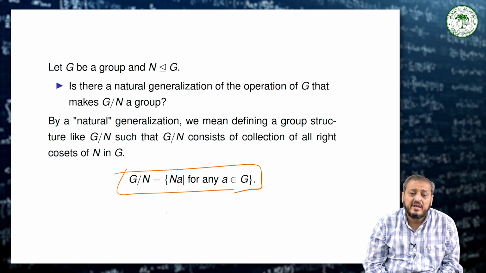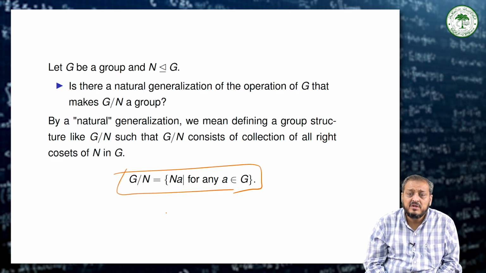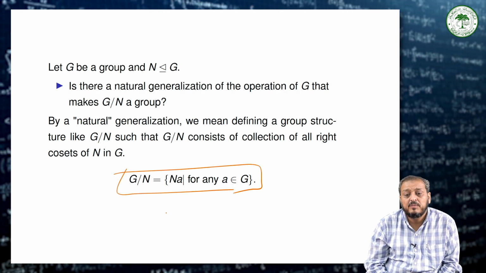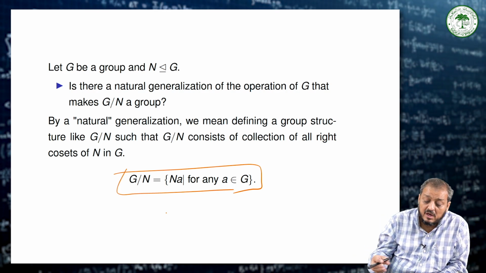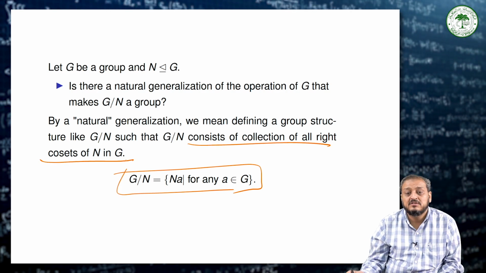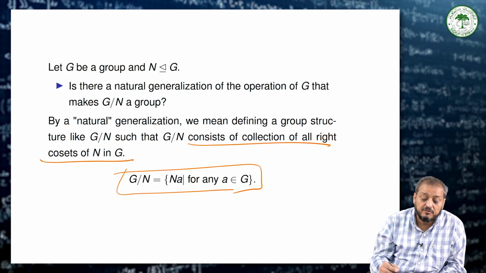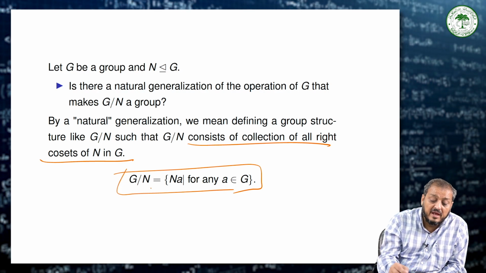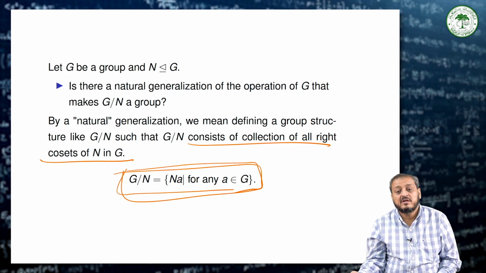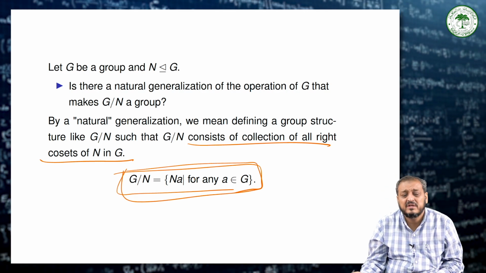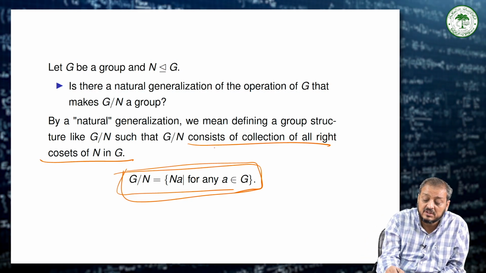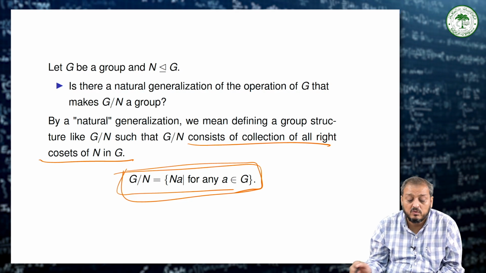So, by natural generalization, we mean defining a group structure on G/N such that G/N consists of a collection of all the right cosets of N in G. Similarly, we can define G/N as a collection of left cosets. So, it just consists of a collection of all the right cosets.